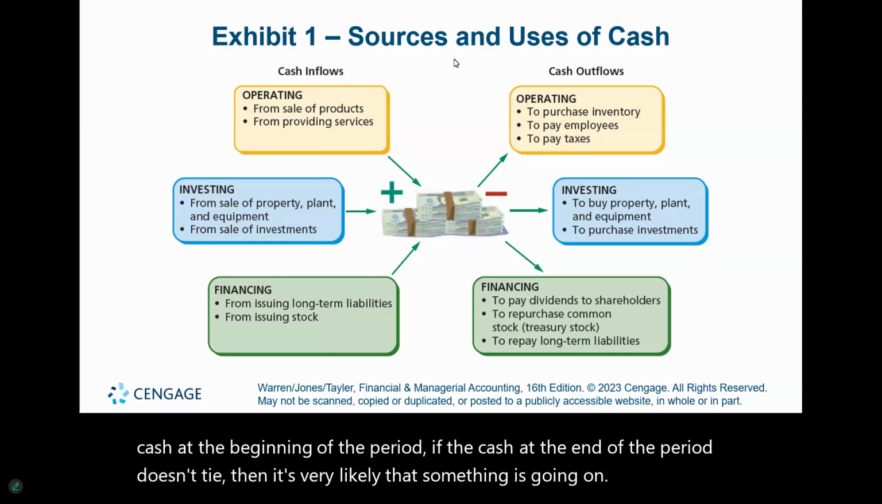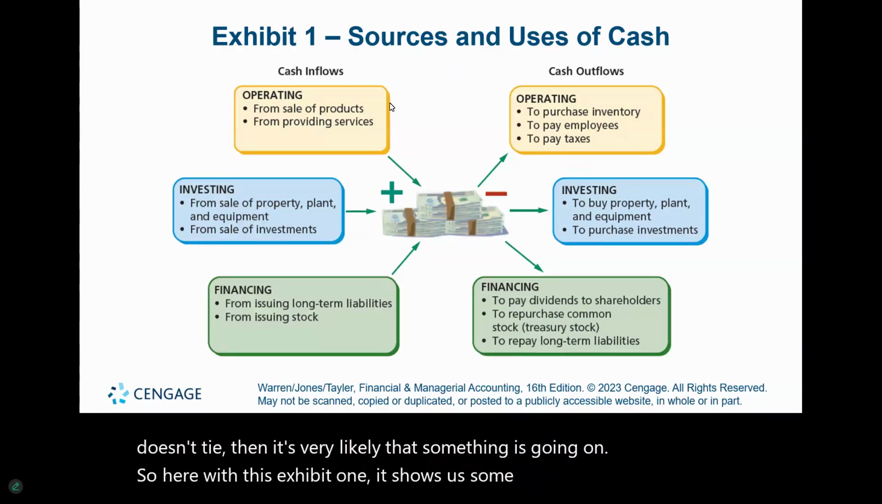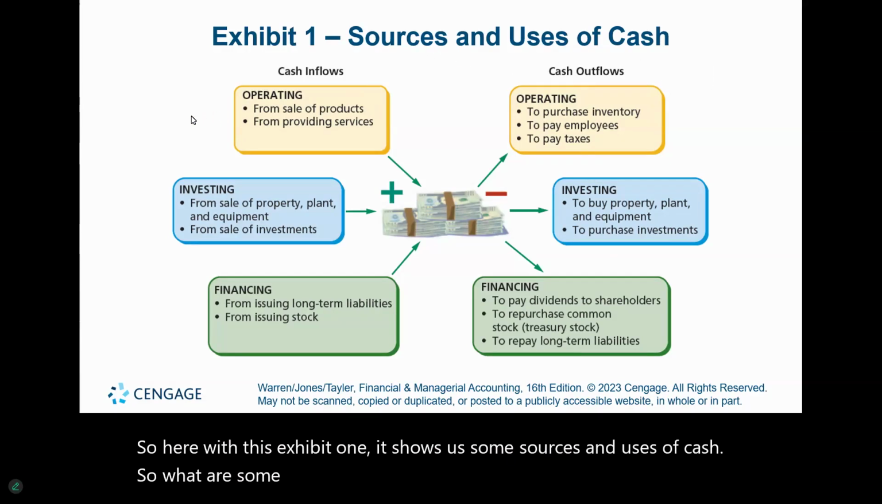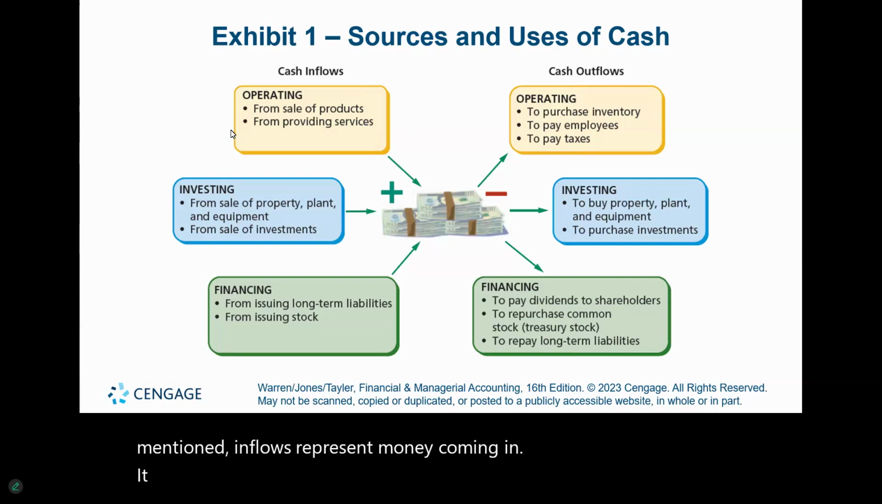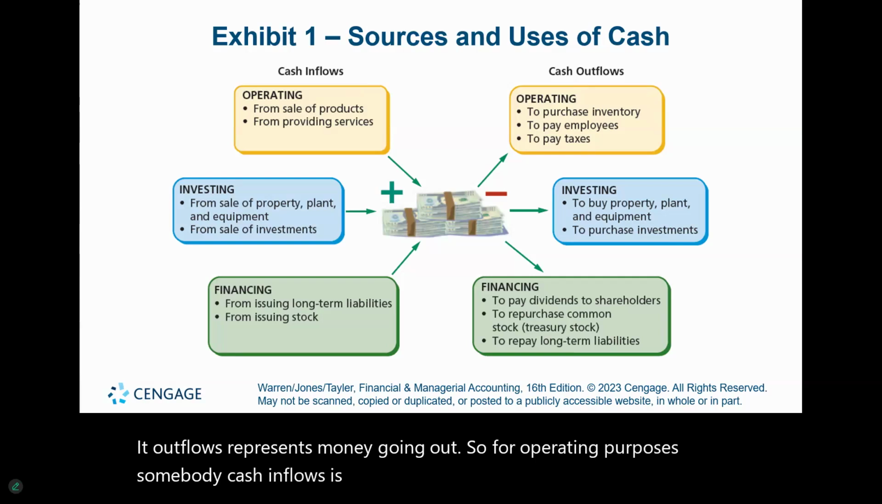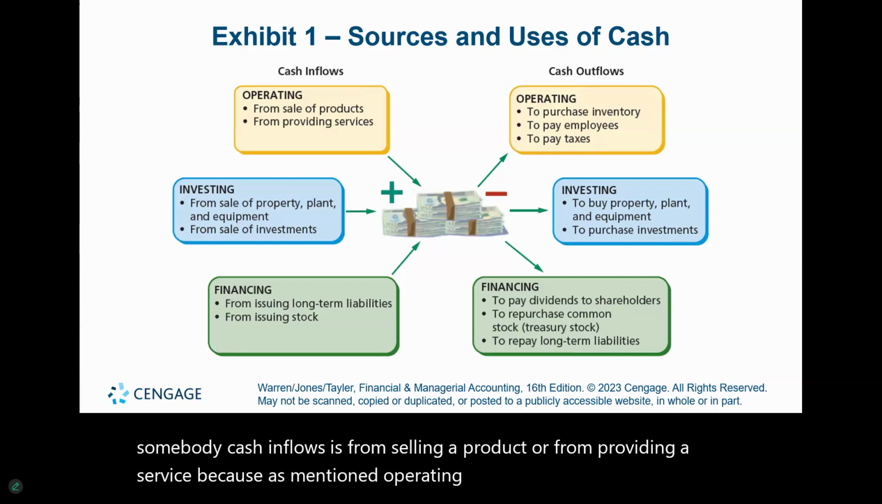So here with this exhibit 1, it shows us some sources and uses of cash. So what are some reasons why money is coming in, right? As we mentioned, inflows represent money coming in, and outflows represent money going out. So for operating purposes, some of the cash inflows is from selling a product or from providing a service, because as mentioned, operating activities are those within the normal course of operations.